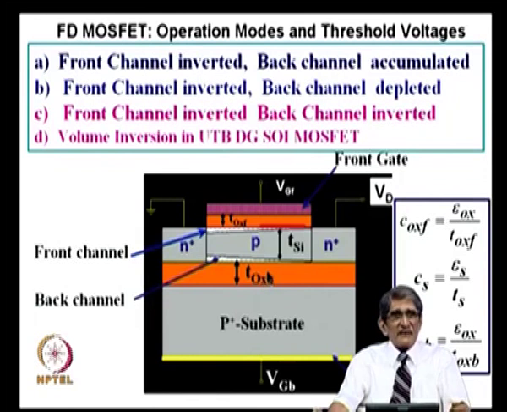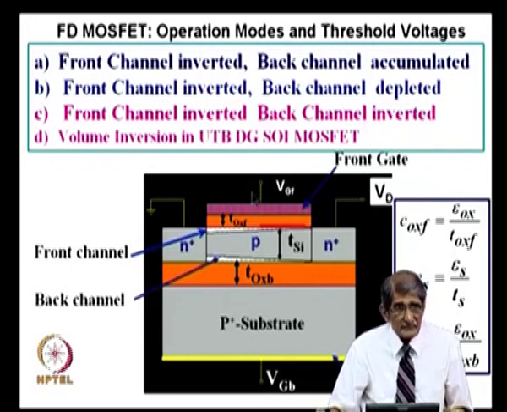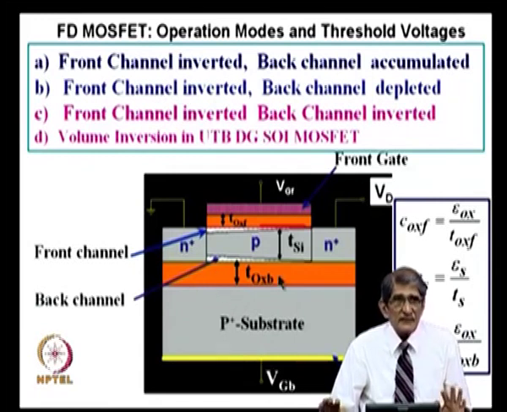Here there is an oxide, you can apply plus or minus without hurting this junction. So, if I apply minus here, inversion, if I apply plus here, depletion. So, front channel can be inverted with back channel depleted. Second case. Third case is I apply sufficient plus voltage to the front gate, sufficient plus voltage to the back gate, so that both channels are inverted. Okay. So, front channel inverted, back channel inverted.